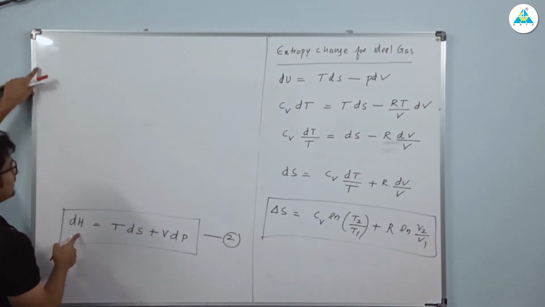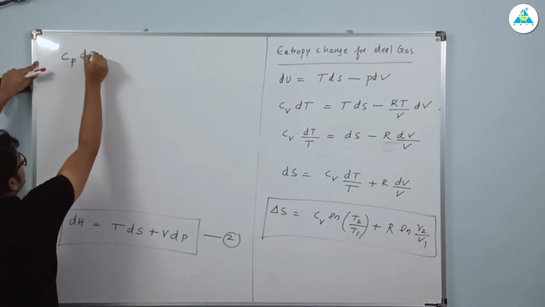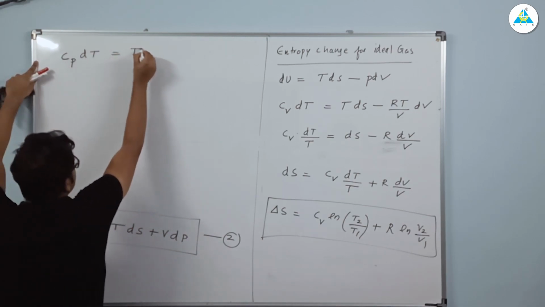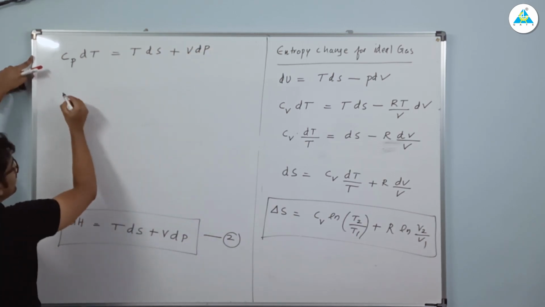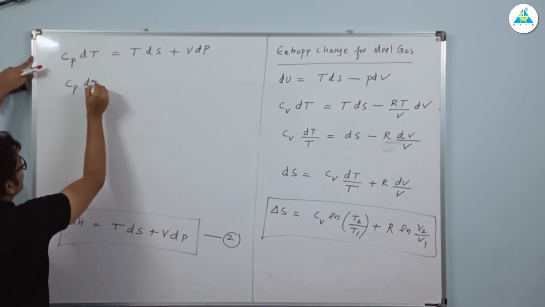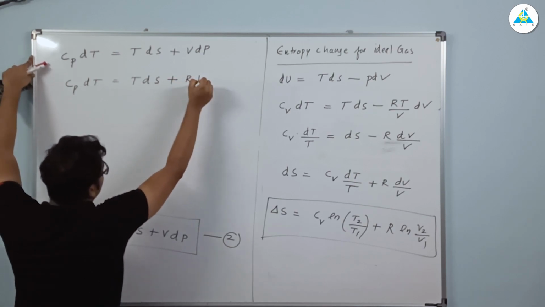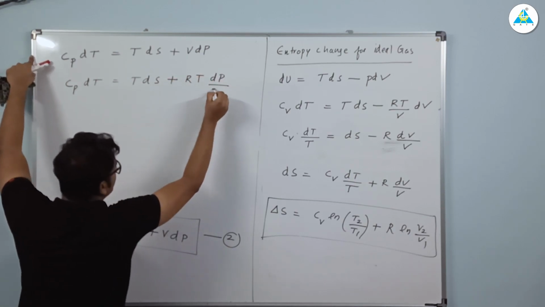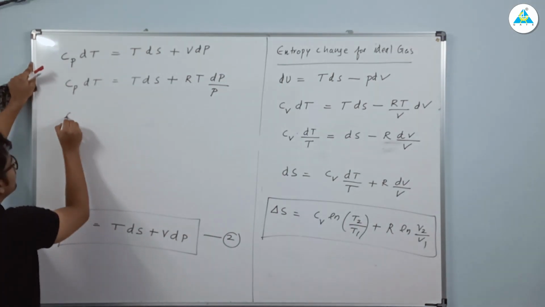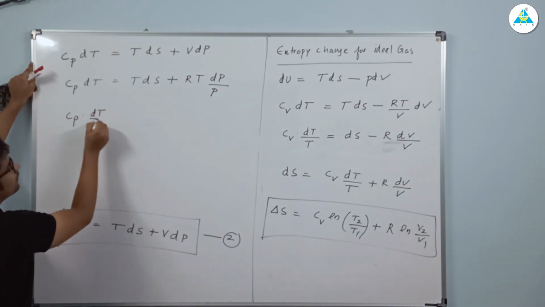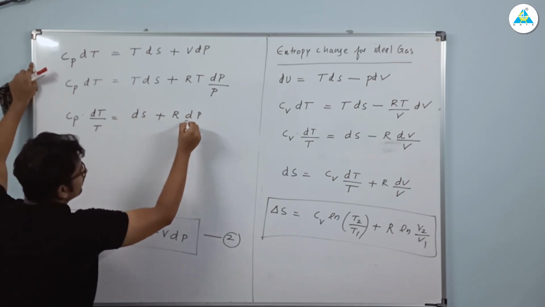Now check. What is dH for an ideal gas? dH for an ideal gas is Cp dT, right? Cp dT is equal to, by the same step, TdS plus VdP. Now tell me, what is V for an ideal gas? V is RT divided by P. Now divide every term by temperature. So Cp into dT by T will be equal to dS plus R into dP by P.